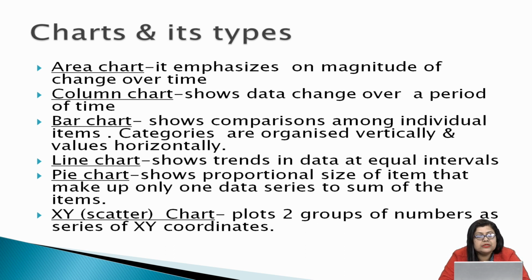Pie chart shows proportional size of items that make up only one data series to the sum of the items. Means it shows the proportional size of items that make up one data series. Like for example, if there are 15 students in the class, with the help of pie chart you can calculate equal proportion, as given, who out of the 15 students is getting the highest percentage according to different subjects, can be categorized according to the pie chart. XY scatter chart plots two groups of numbers as a series of XY coordinates.